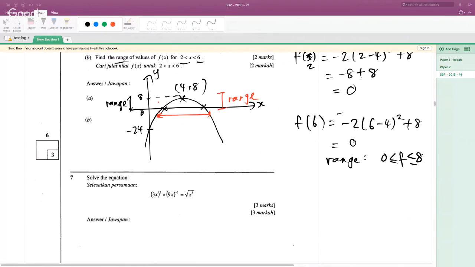Range basically is the things on the y-axis. Right, so domain actually is the things on the x-axis. All right, this one we call domain, and that one we call range. All right, so for the next one.